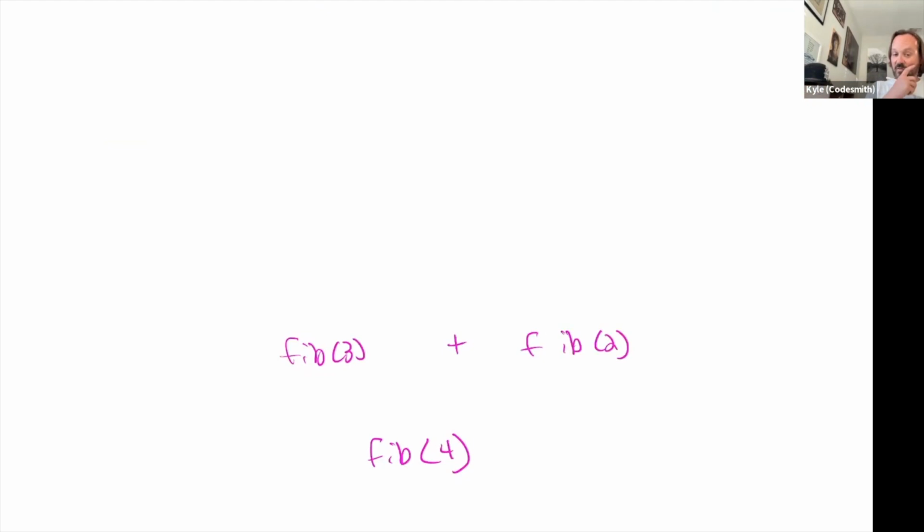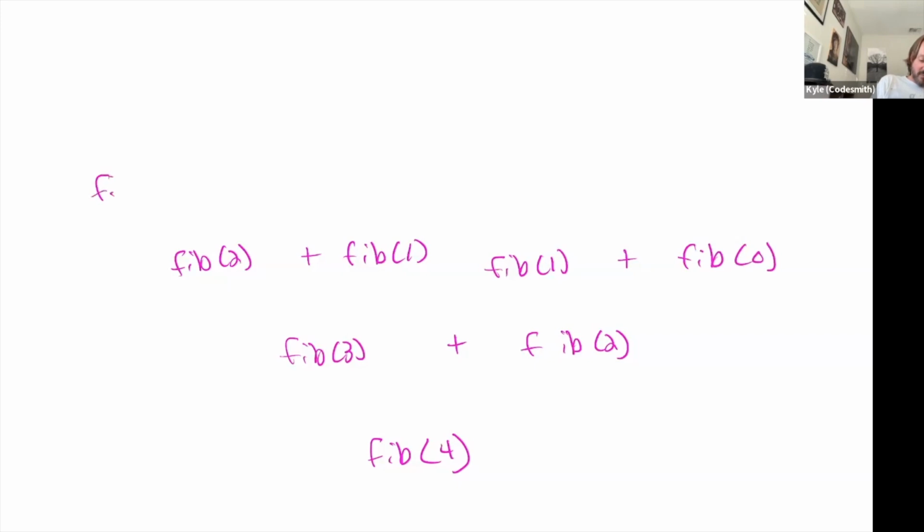Okay. Fibonacci 3 is Fibonacci 2 plus Fibonacci 1. Fibonacci 2 over here is Fibonacci 1 plus Fibonacci 0. Over here, Fibonacci 2 is also Fibonacci 1 plus Fibonacci 0. And we know our base case, we have 2 base cases. So this is 1, this is 0, this is 1, 1, and 0.